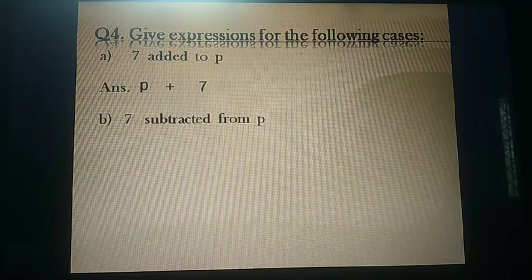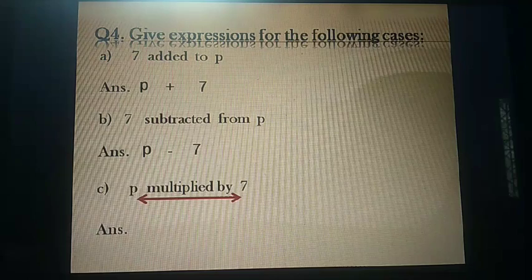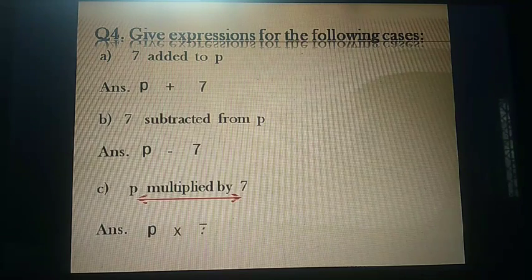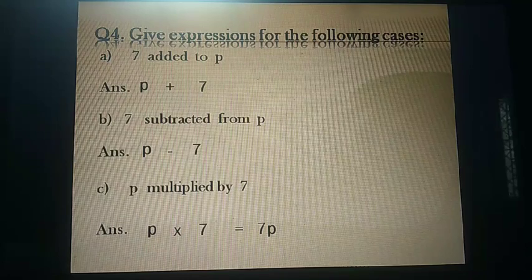Next is 7 subtracted from p. From means again first p is already there and we are subtracting 7 from it. Next, p multiplied by 7. Again p is already there and we are multiplying p by 7. As I already told you, no sign means multiplication sign. And whenever we are multiplying a variable with a constant, constant will come in the first place and then we are supposed to write the variable. So finally we will write it as 7p.